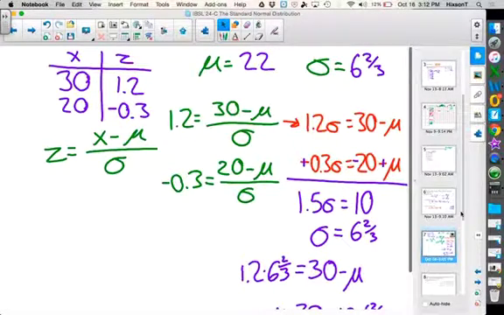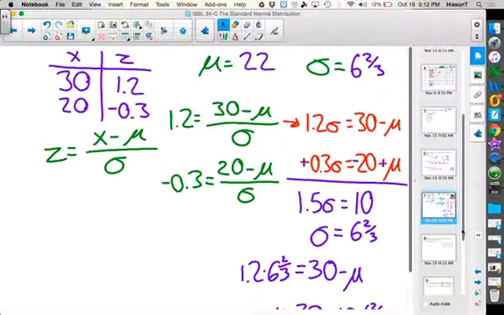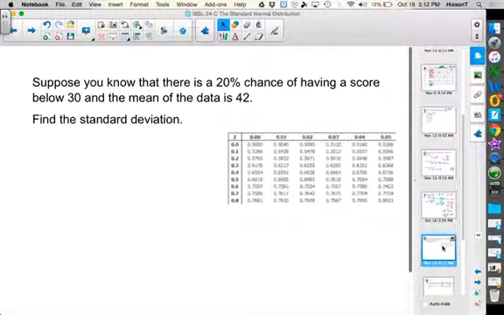Now, one last thing, what I was mentioning about using a score or using a percentage to figure out what a z-score is, I'm going to just preview here using the standard normal table. Okay, we'll look at using the calculator on Monday, but just as a little preview, it says, suppose you know that there's a 20% chance of having a score below 30 and the mean of the data is 42, what's the standard deviation? Okay?